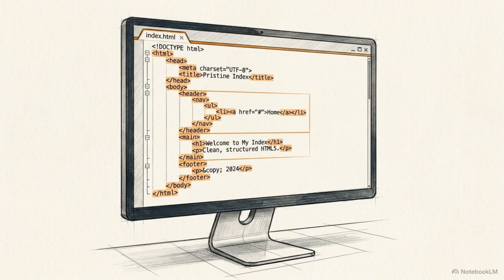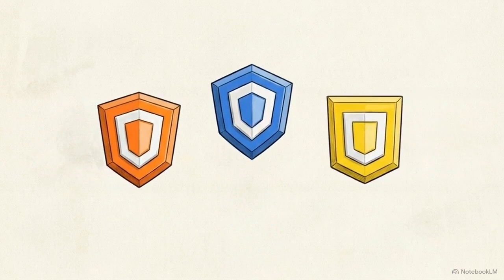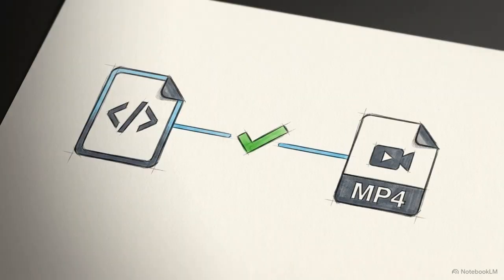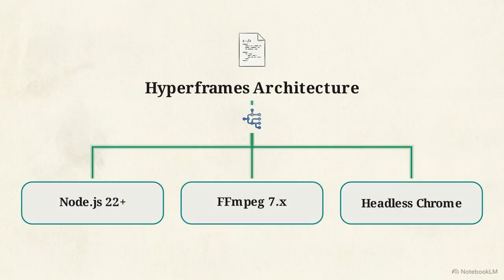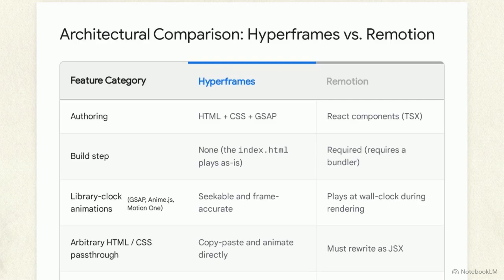Hyperframes strips away the compilation entirely. It is a fully open-source HTML native rendering engine. By relying exclusively on standard HTML, CSS, and JavaScript, video generation drops proprietary formatting and integrates directly into standard software engineering pipelines. To understand how this architecture differs from prior industry standards like Remotion, we have to look at the underlying dependencies. This chart compares both frameworks.